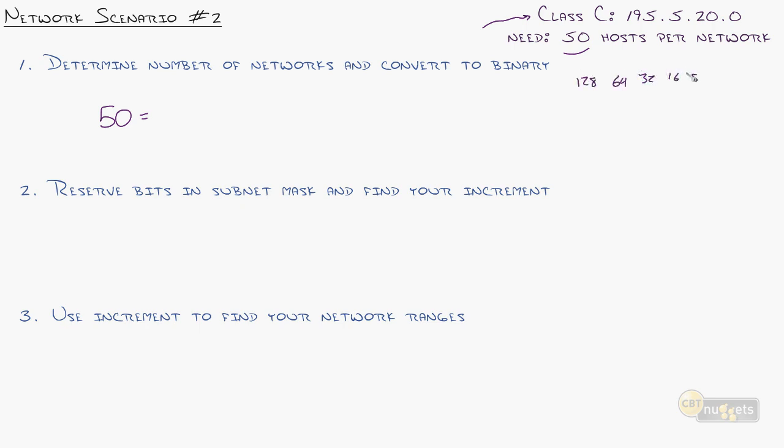64, 32, 16, 8, 4, 2, 1. So I'm going to go no, yes. Now I'm going to start invoking shortcut number 1 right here. I'm going to say, okay, I can stop because now I know it takes 6 bits to get the number 50. And that's an easy one, right? That's 48, 50. Yeah. But nonetheless, it still takes 6 bits to get the number 50.